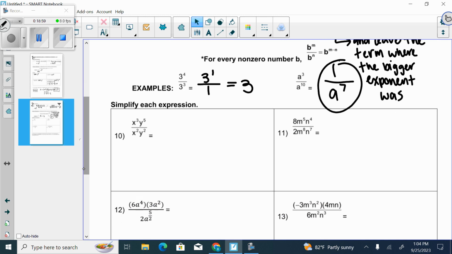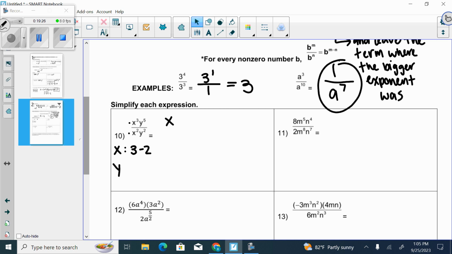All right, so here on number 10, we only do it for the same letter. So what are my exponents for x? 3 and 2. And what am I supposed to do with them? Subtract. So I've got 3 minus 2, which would be 1. And where was the bigger one at, top or bottom? Top. So I'm going to put 1x up there in the top.